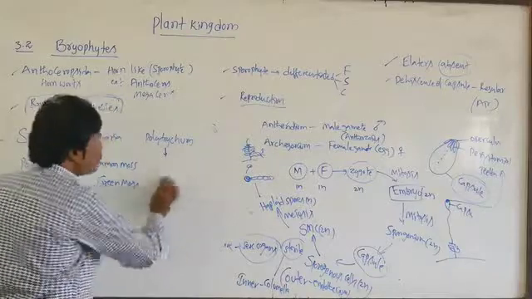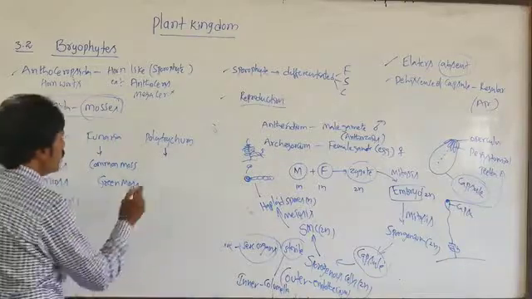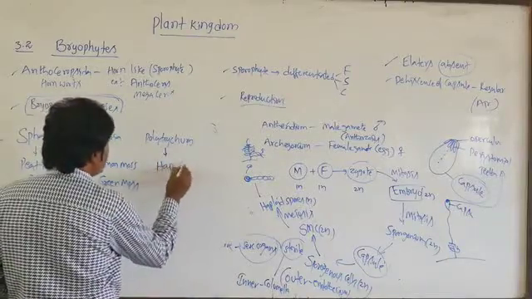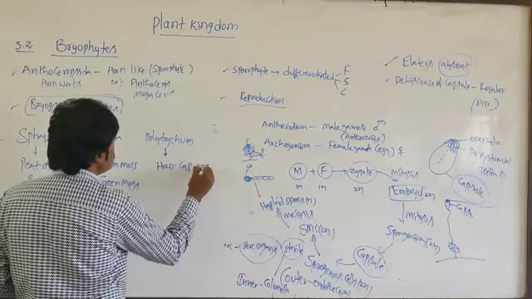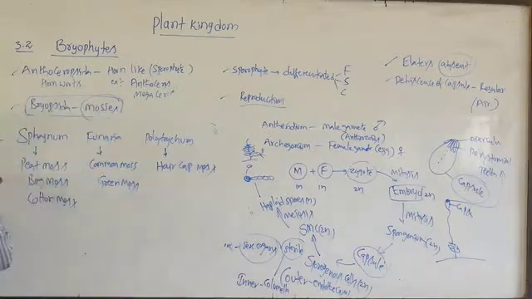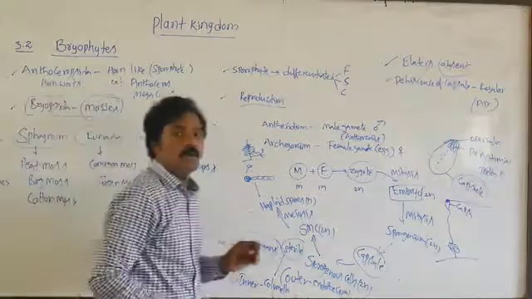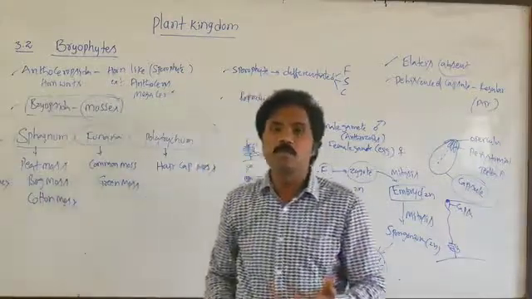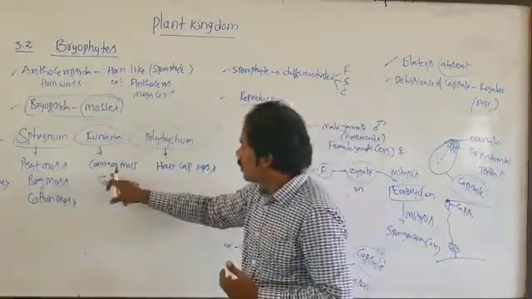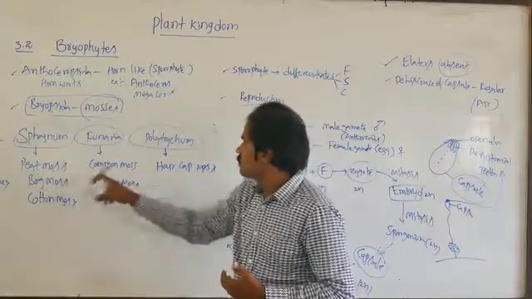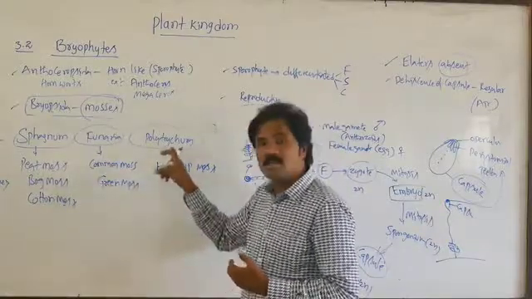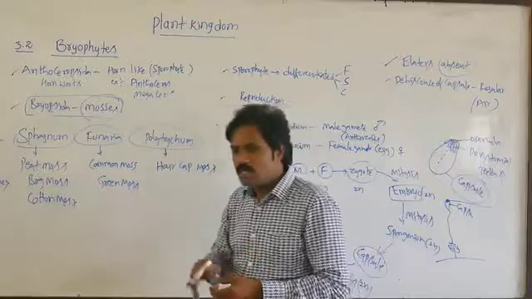It is the hair cap moss. So these are the common names. Many times they have given these examples: which one we call peat moss, which one we call common or green moss, and which one we call hair cap moss, that is Polytrichum.